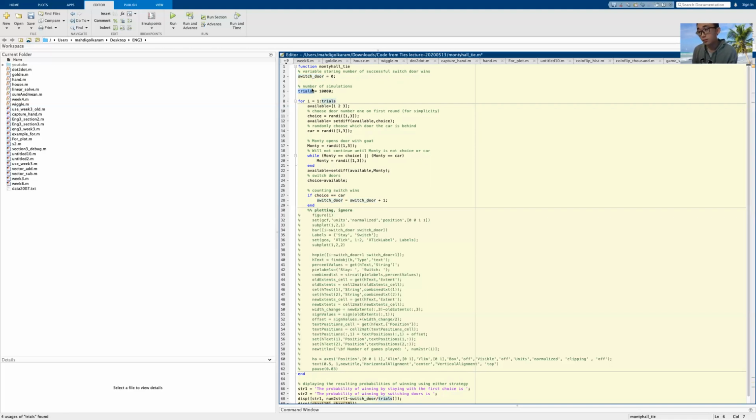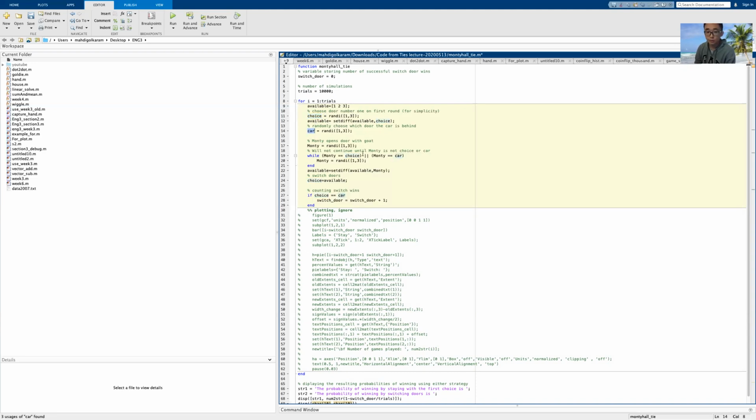Because we are still doing a Monte Carlo simulation, we have to define the number of trials, the number of simulations. Here we use 10,000. First we have an available set. Because we have 3 doors in total, we name the doors 1, 2, and 3. First we choose one of them, randomly getting a number from 1, 2, and 3. Then from available we delete the choice, because you already chose it and it's not available now. Let's say if available is 1, 2, 3 and the choice is 3, then available is 1, 2.